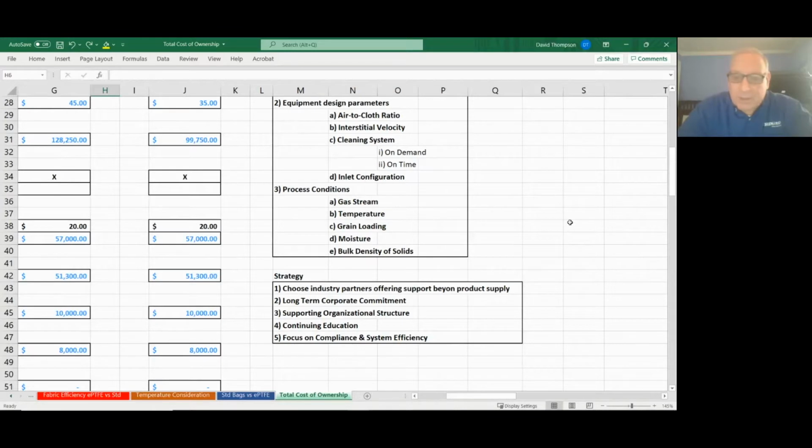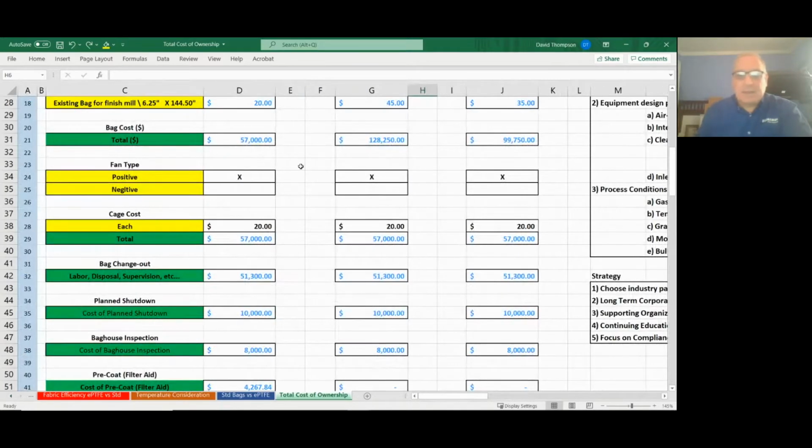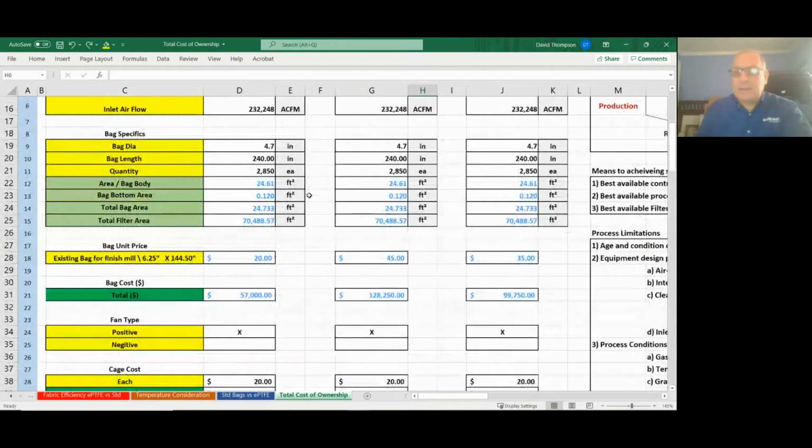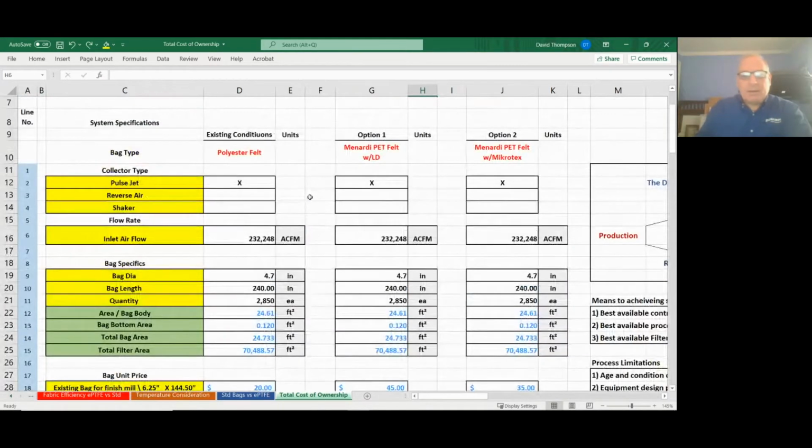We focus on continuing education so that we always know what's out there relative to the different types of filter media and operating systems and so forth. And then we focus on compliance and system efficiency. We've had quite a few customers this year come to us because the EPA has asked them about the types of bags they're using, their compliance, and can they get better, or are they in compliance, and how can they stay there? So we take all these different variables.